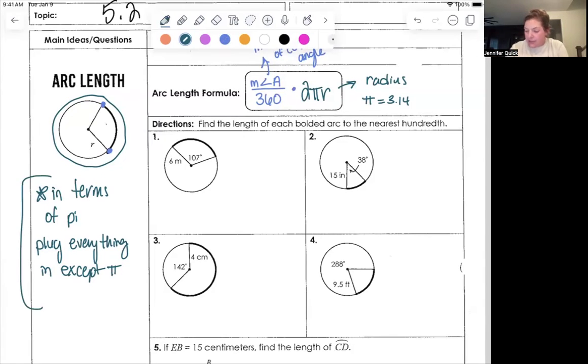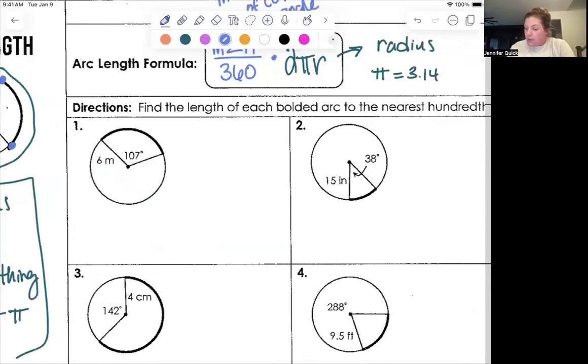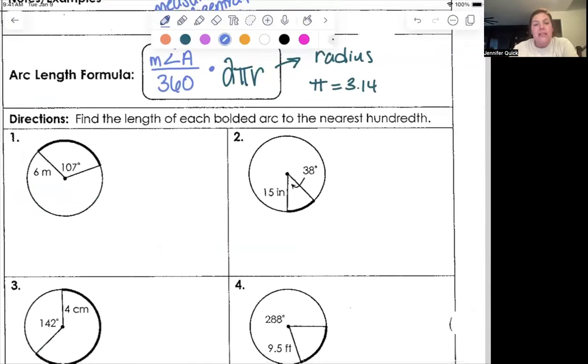Okay. But in terms of pi means you're going to plug in all of the numbers, multiply everything, and then tag pi onto the end of the answer. Okay. So here we go. We want to find the length of this bolded portion of the circle. And that's how Delta Math will give it to you. They will either bold it or they will give you the arc measure. They might label it AB and ask you to find the length of that bolded portion.